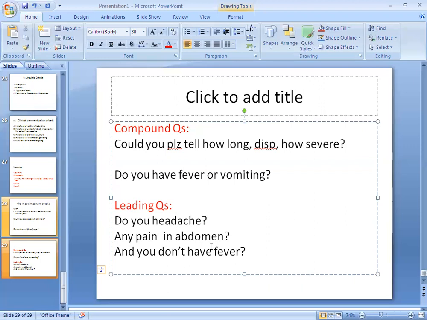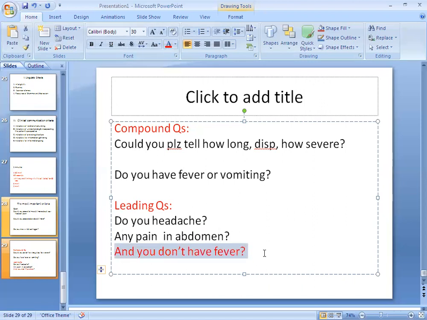A leading question is when you want to lead the patient towards something that you want. For example, you want him to say yes, or no. Do you have headache? He will say, yes, I have headache, or I don't have a headache. Do you have pain in abdomen? It is an okay question. He will say, yes doctor, I have pain in abdomen, or I don't have pain in abdomen. And you don't have fever. It means he will say, yeah, doctor, I don't have fever. This is a leading question.